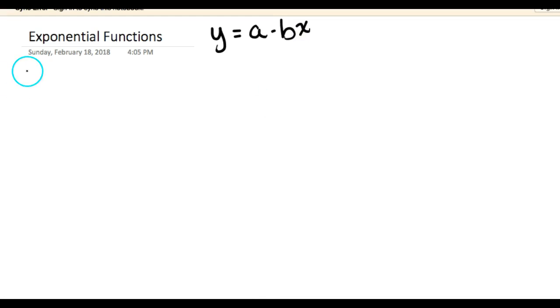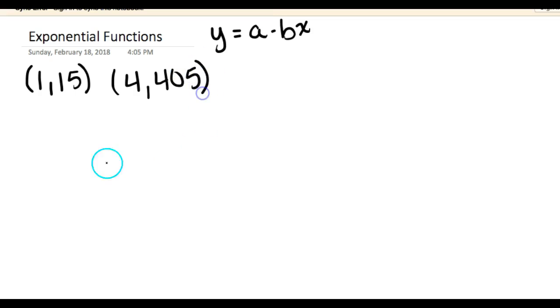So let's say we have the point (1, 15) and (4, 405). Okay, so there are a couple different ways to do this. I like the way where we write it out by a table. I will show you the other way, but you'd have to know the formula, and that can get really complicated, so for right now I'm just going to do the table.